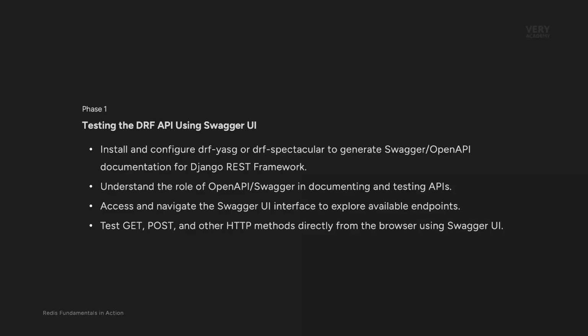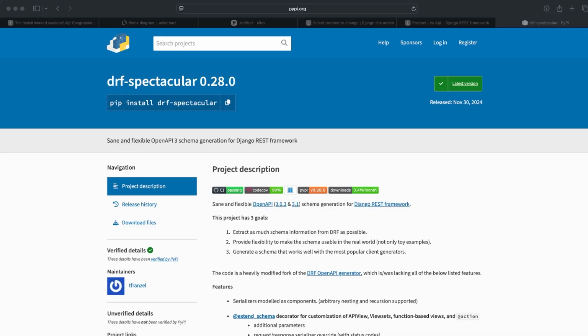Now that we have a Django DRF endpoint, we're now going to learn how to test our Django REST framework APIs using Swagger UI, which is a powerful and interactive documentation tool. In this project, we're going to be using DRF Spectacular. This is a very popular library that automatically generates OpenAPI compliant documentation for our DRF project.